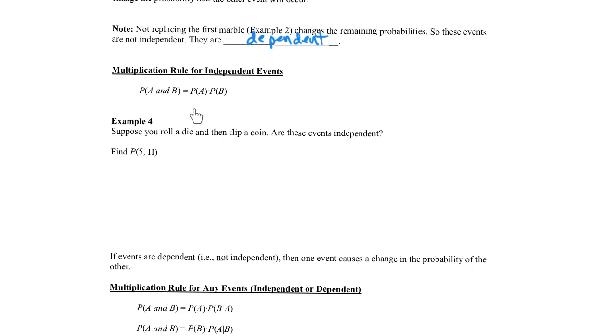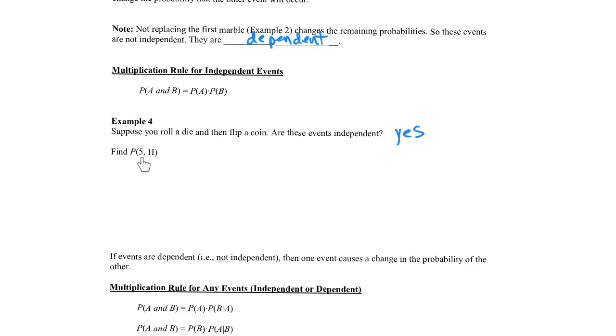So as an example of this, suppose you roll a die. So it's going to be, remember, 6-sided die, and then flip a coin. Are these events independent? Well, you have to ask yourself, when I roll this 6-sided die, is that going to somehow affect my coin flip? And it won't, right? They're completely independent. So are these events independent? Yes, they are. And since they are independent, I can just figure out the probability of each of them happening, right? And then multiply them together.